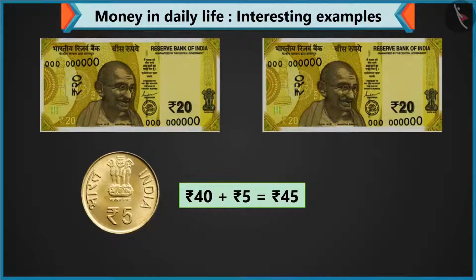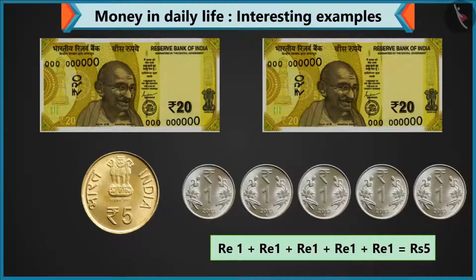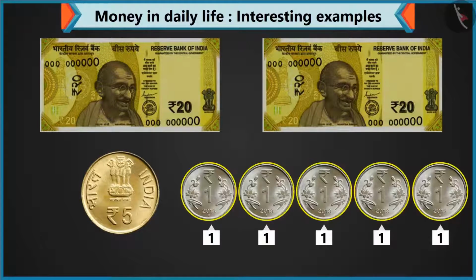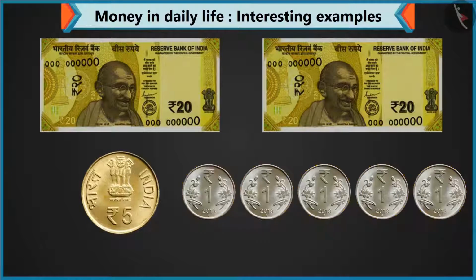And to make 5 rupees, you have coins of 1. Yes, I have lots of 1 rupee coins. Okay, so give me 5 coins of 1 rupee. There are 5 coins of 1 rupee and it will make 5 rupees. Okay, so this is 1, 2, 3, 4 and 5. These are 5 coins of 1 rupee.